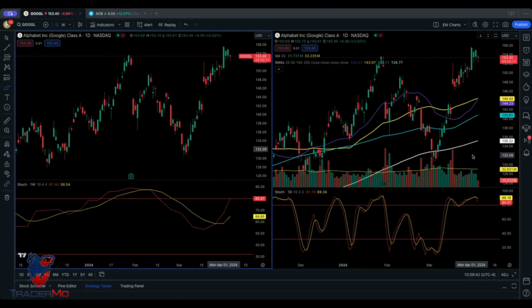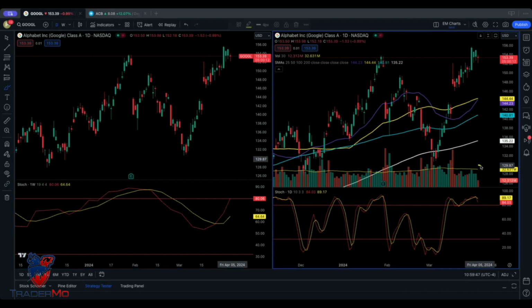And if you look in here, this yellow line here is the average volume over the last 30 days. So if you just take the volume over the last 30 days, average it out, that's what this yellow line is.